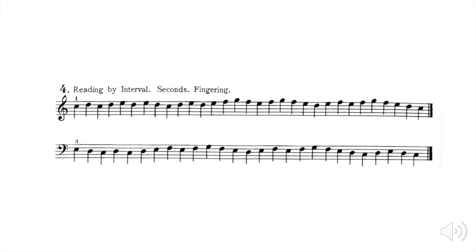First of all, intervals of seconds are next door sounds. So they go up by step, or up by seconds, or down by step, or down by seconds. So let's listen. Here's a few intervals of seconds going up. And here are a few intervals of seconds going down on the keyboard.